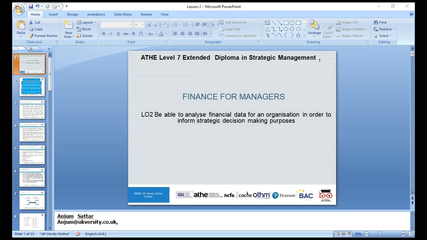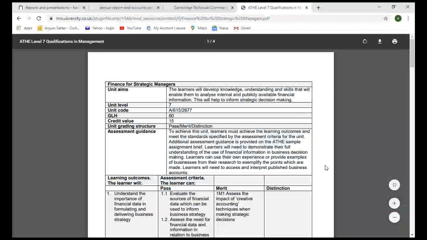In today's lesson, we'll go through our LO2, which is the learning outcome to be able to analyze financial data for an organization in order to inform strategic decision-making processes. So this lesson will discuss financial data and how we can interpret that data to use for decision-making purposes. Before starting, we'll recap a bit of what we learned during our previous lesson.